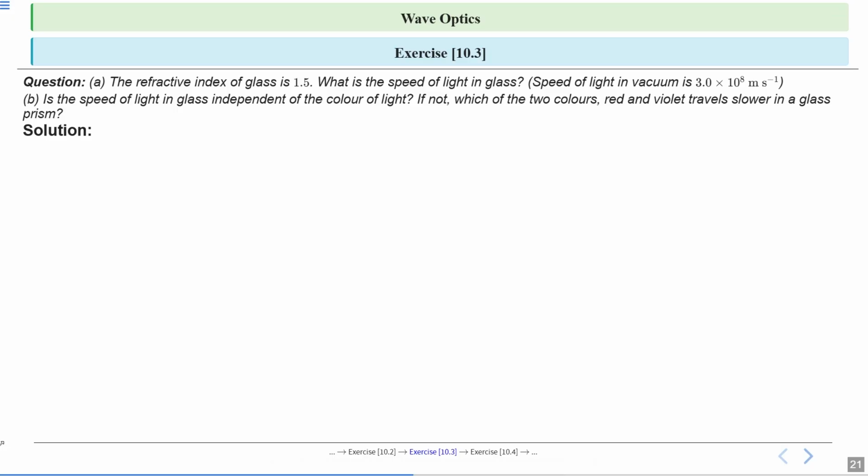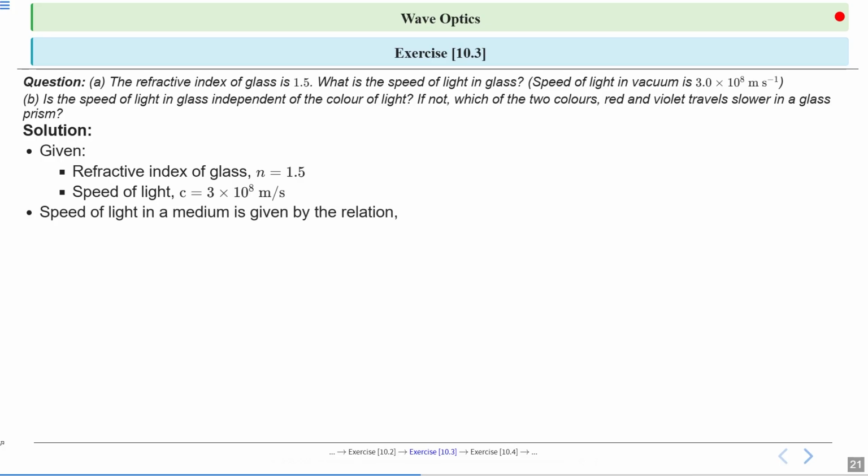So let's dive into the solution. First, we will list the given information. We specify the refractive index of glass, which is 1.5. This value tells us how much the speed of light is reduced when it enters the glass compared to its speed in a vacuum. Next, we have the speed of light in vacuum, which is 3 × 10⁸ meter per second.